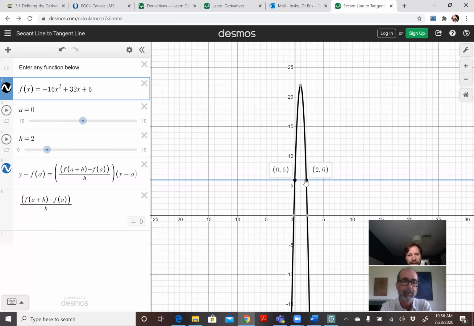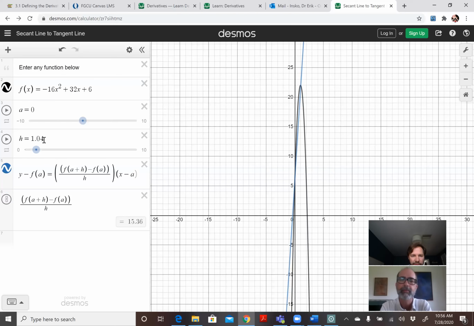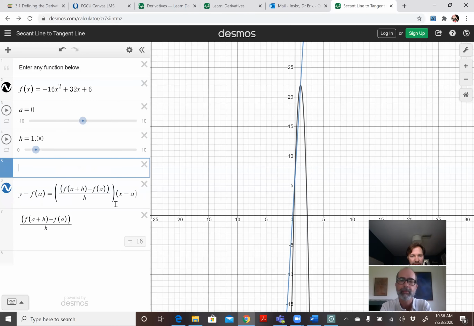But then again, if I wanted to figure out the instantaneous velocity at, let's say, a equals 0, what could I do? Well, I could make my h values get closer to 0. And if I make h equal to 1, then I would get an average velocity of 16. So over the first second, the average velocity is 16 feet per second.